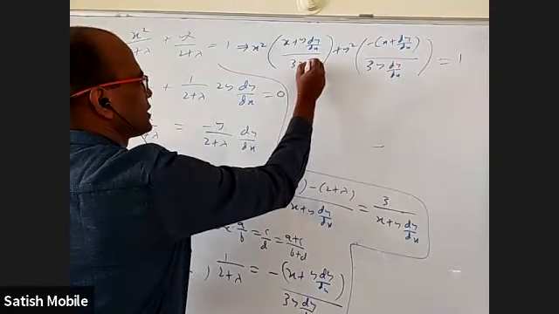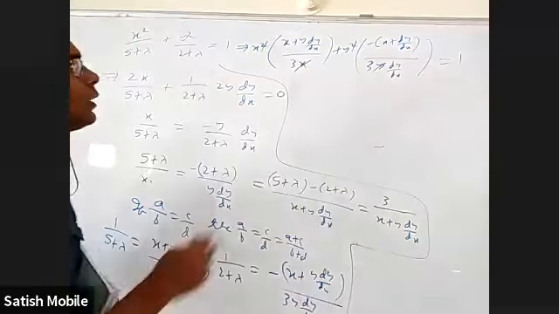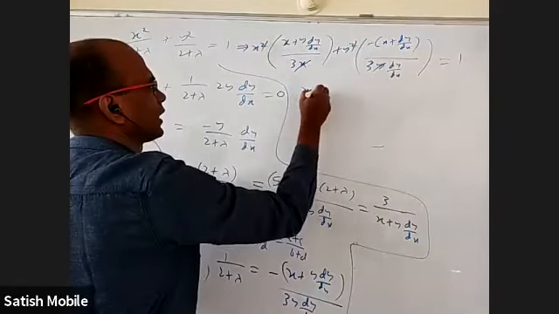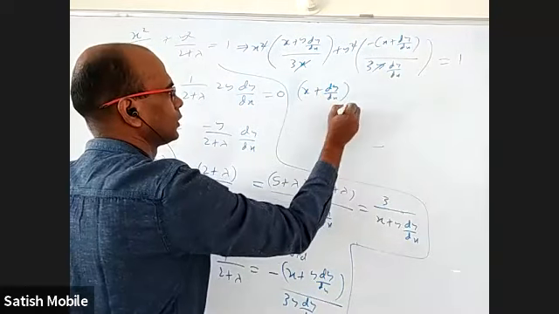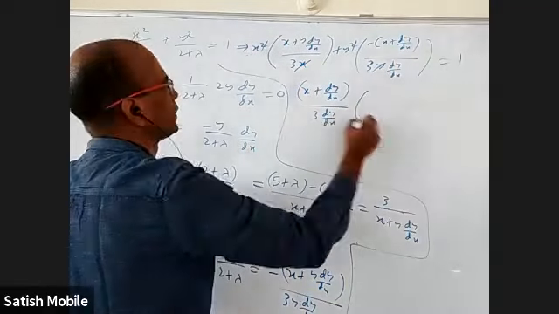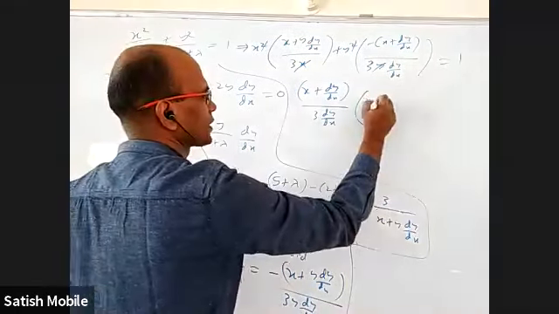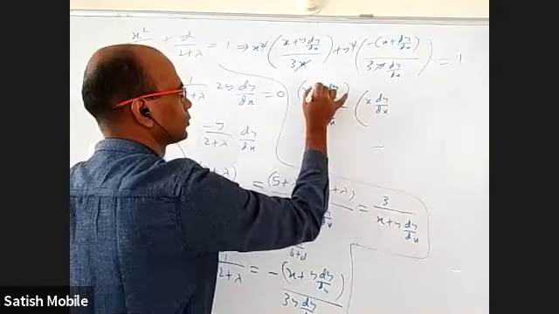I can cancel this x and this square, this y and this square, and I can take x plus y dy by dx common, and 3 dy by dx also common. Then I'll be left with one extra x here with a dy by dx here. This is y dy.